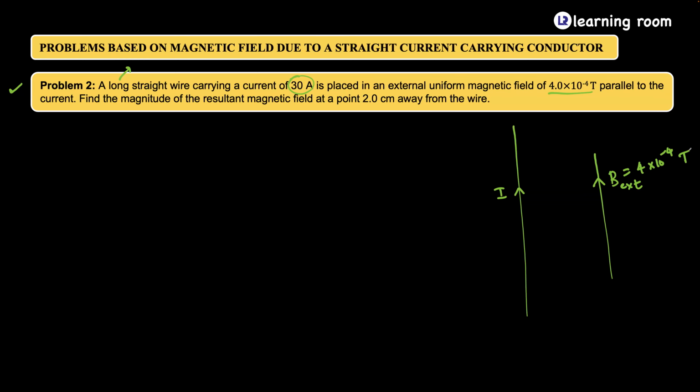There is a point which is considered 2 centimeter away from this wire. At this point, our job is to find the magnetic field. It is not the magnetic field due to the current carrying conductor alone; it is the resultant magnetic field. So we need to understand what they are actually asking. If you observe, this conductor is placed like this.